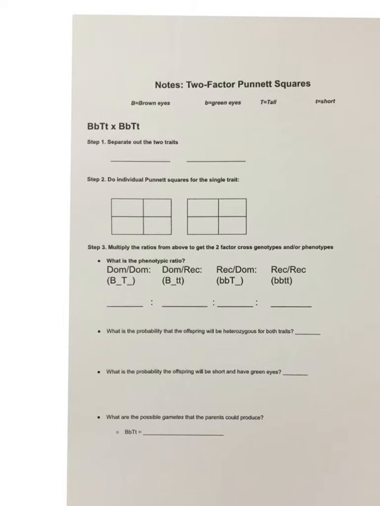Today we are going to learn about two-factor Punnett squares. Another name for that is called a dihybrid cross. Basically, that's where you would look at two traits at the same time.